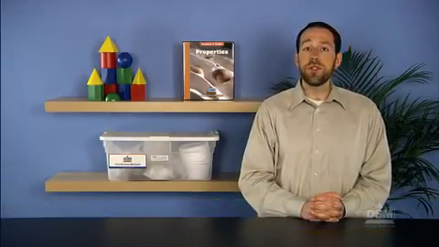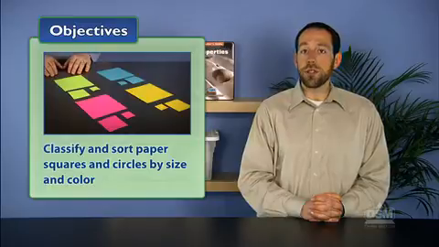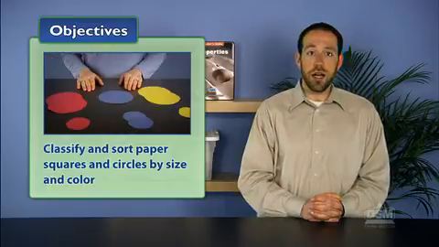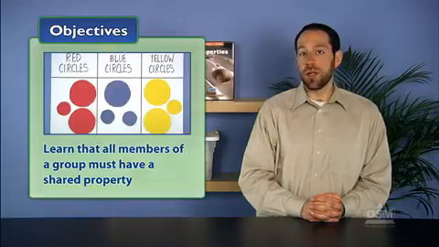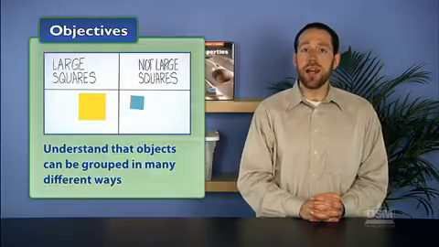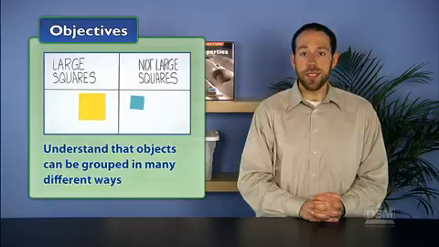In Activity 3, Size and Color, students first classify and sort paper squares and circles by size and color, and then learn that all members of a group must have a shared property. Students begin to understand that objects can be grouped in many different ways.